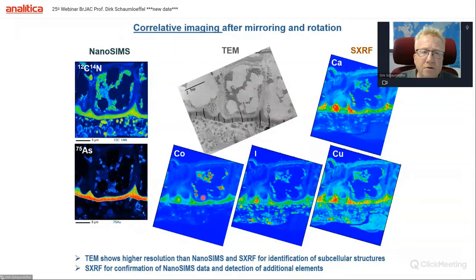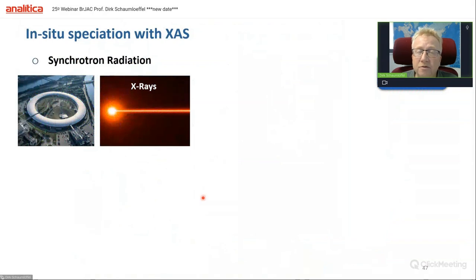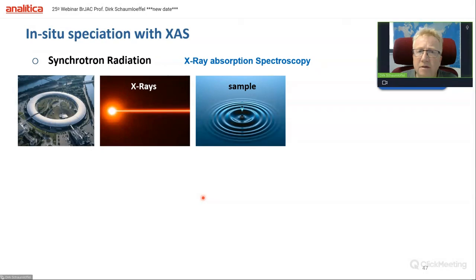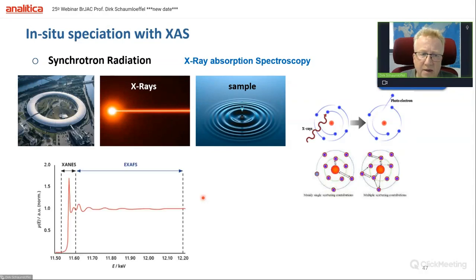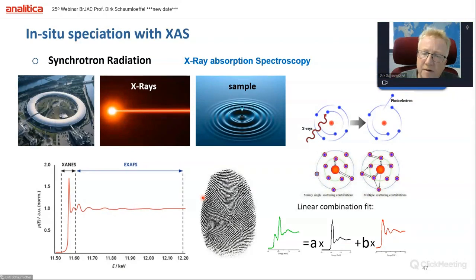But what we want to do going further is also speciation with XAS, X-ray absorption spectroscopy at a synchrotron, of this arsenic. I don't want to explain in detail how it works. I think I don't have time for that, but we have these XANES and EXAFS absorption spectra, and it's like a fingerprint for the species behind. And we did here linear combination. By linear combination, we can fit the spectra to the spectra of standards.